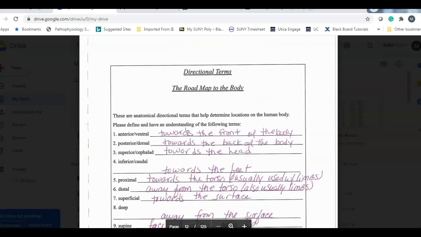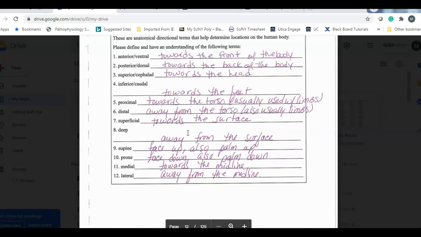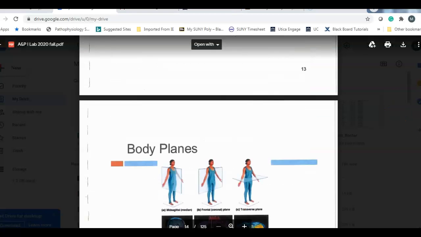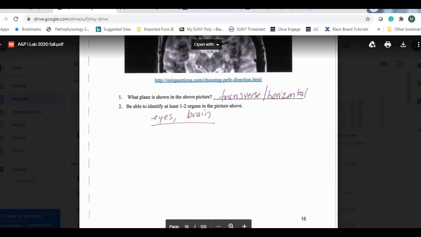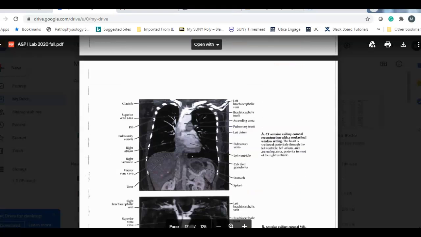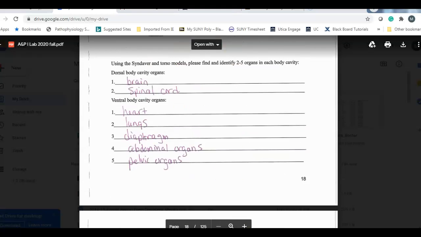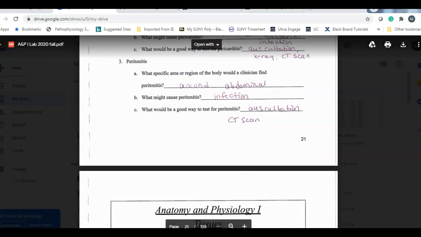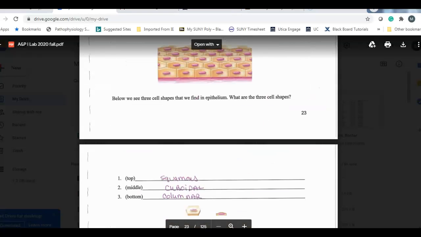Exam 1 is this coming Monday. Okay, so this coming Monday is Monday, September 21st. And all of this up to 42 is fair game for the exam. There'll be 25 stations. You'll come in at 11:30. I'll have it set up for you. There'll be 2 questions a station.